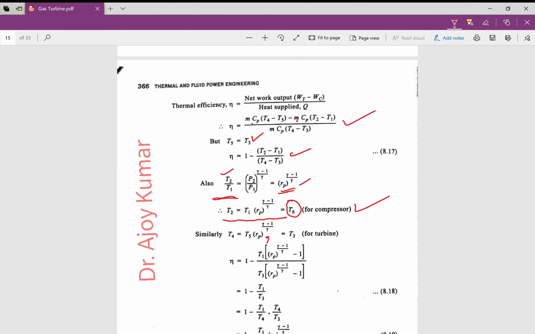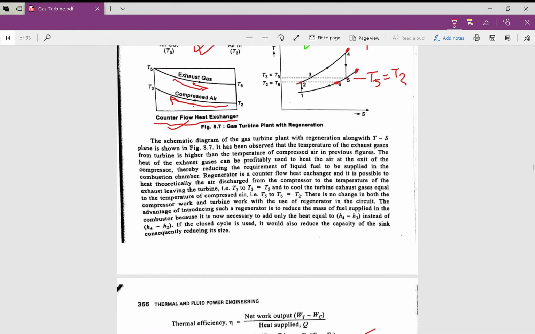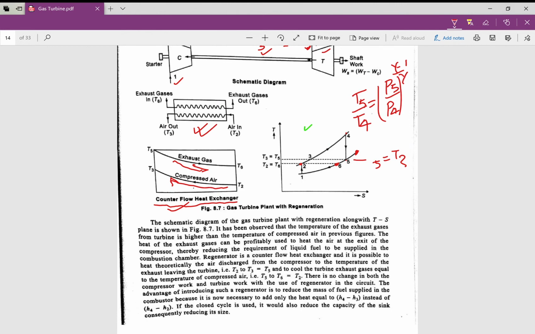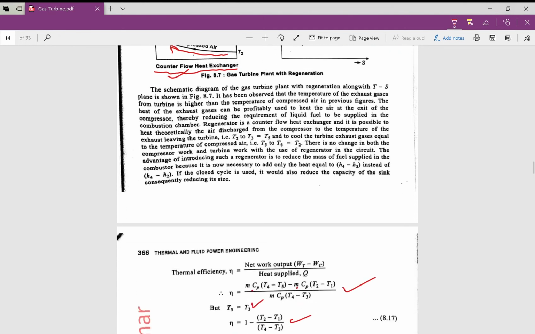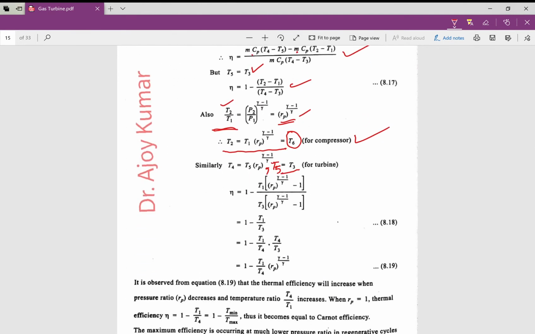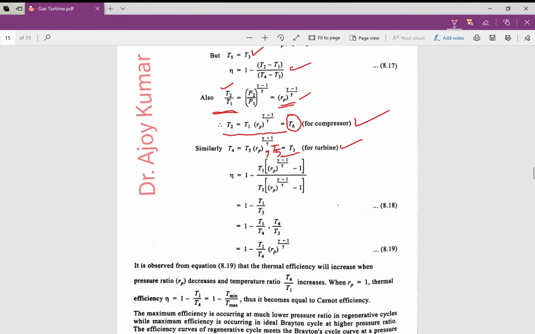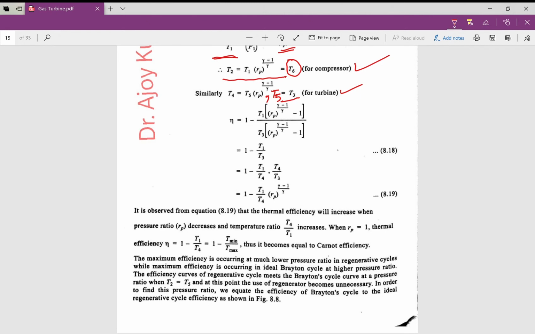And here, this T5 is equal to T3, as mentioned over here. T5 is equal to T3 for a perfect heat exchanger. So this T5 is equal to T3 is meant for a turbine. So apply these two for the compressor as well as the turbine, and put the values in the main equation of efficiency.